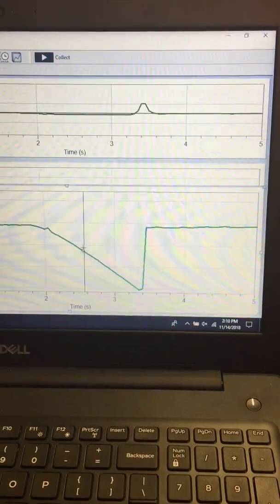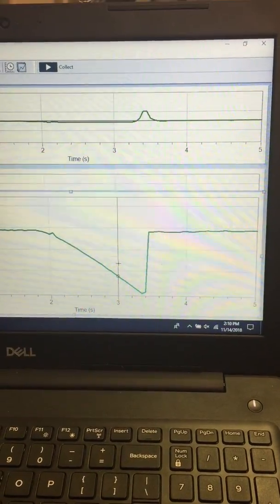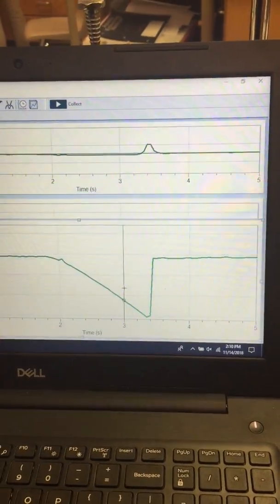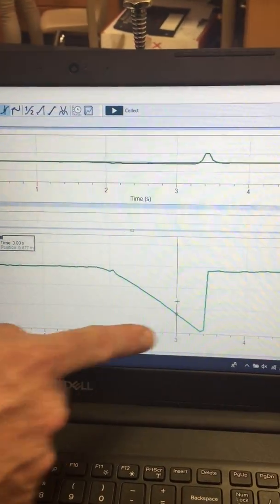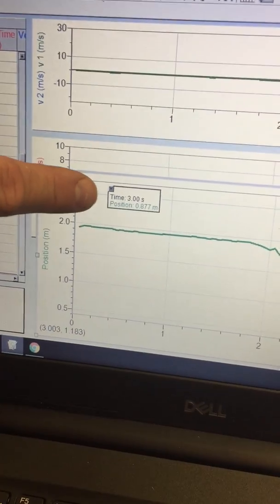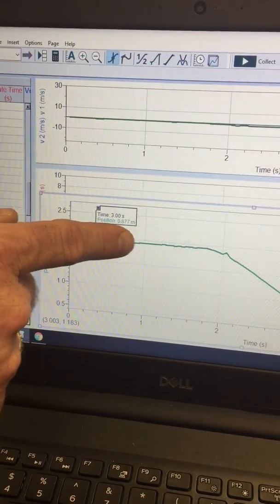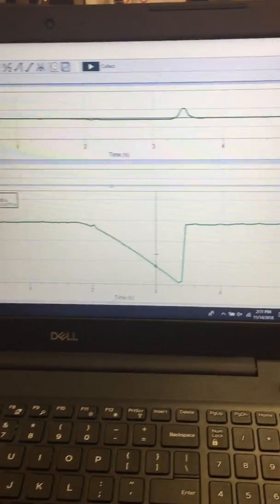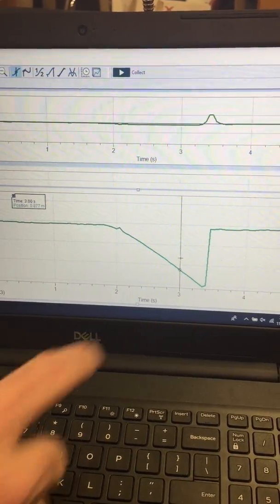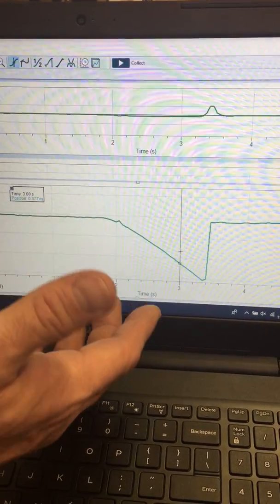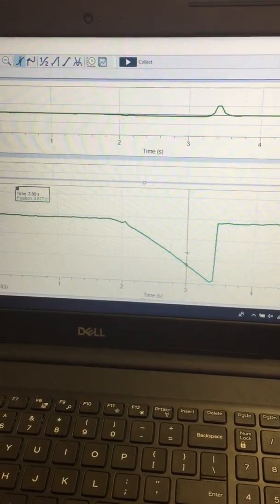Okay, so I just moved this line down the slope, and we've got to get an x2 and a y2. So now I've moved it to a different place. These numbers up here change. So now the time is 3 seconds, and my position is 0.877. So I'm going to write those numbers down and find the slope of that line. Once again, the slope is going to be the speed, so I get the terminal velocity for one coffee filter.